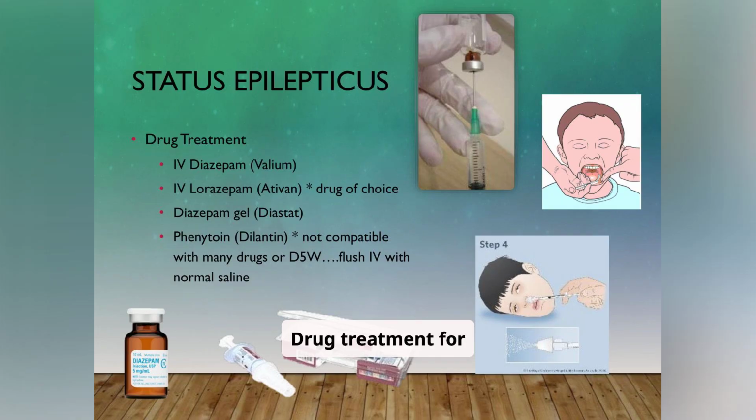Drug treatment for status epilepticus typically involves intravenous medications such as diazepam, Valium, and lorazepam, Ativan, which is often the drug of choice. Diazepam gel, Diastat, can also be used. Phenytoin, Dilantin, requires careful administration due to compatibility issues.